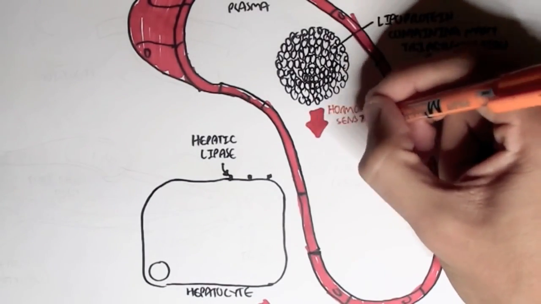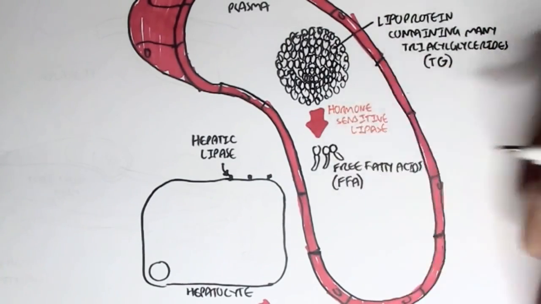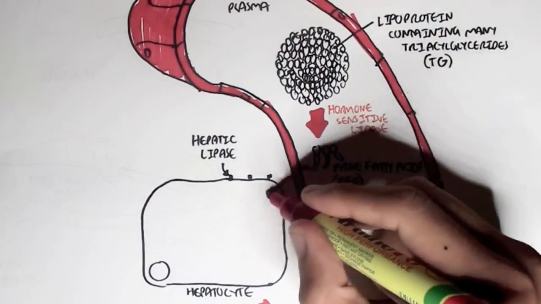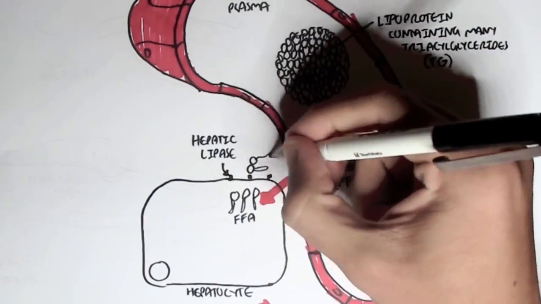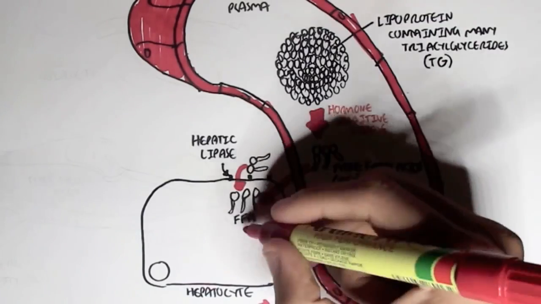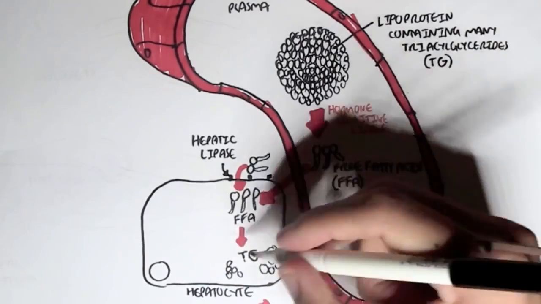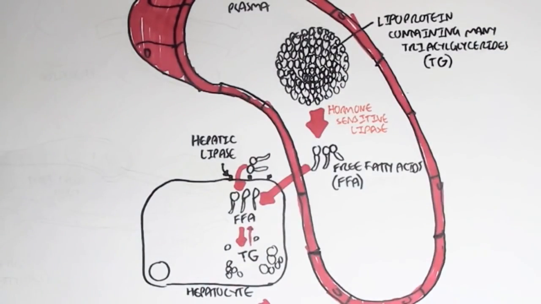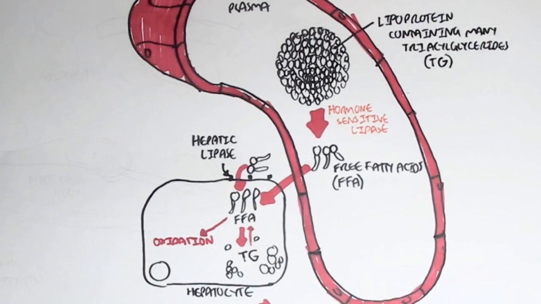Now an enzyme, hormone-sensitive lipase, essentially hydrolyzes triglycerides or diglycerides to form free fatty acids within the plasma. The free fatty acids are then taken up or brought into the hepatocyte. So now the hepatocyte has many fatty acids. With many fatty acids, the hepatocyte can synthesize, again, triglycerides within the liver. Or alternatively, it can be broken down through oxidation. So fatty acids can either form triglycerides or go through oxidation.